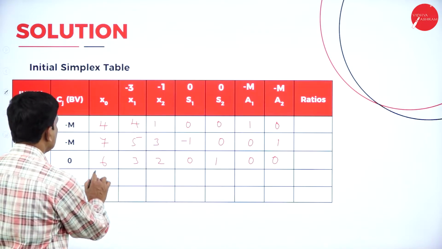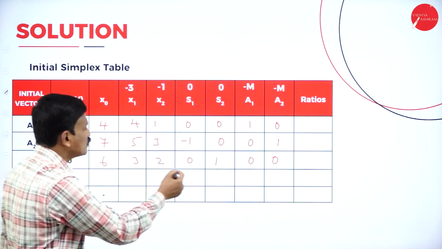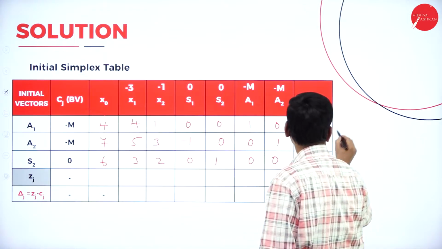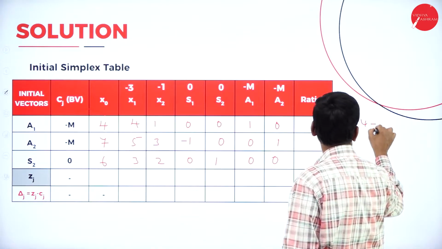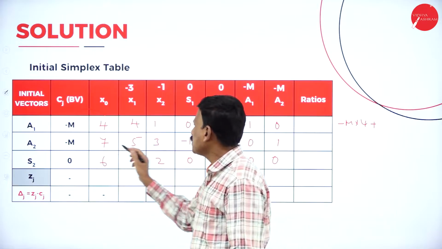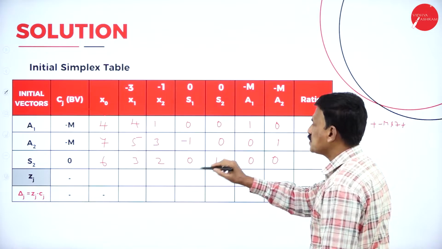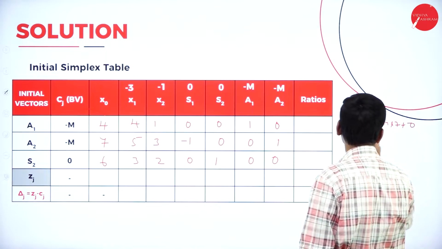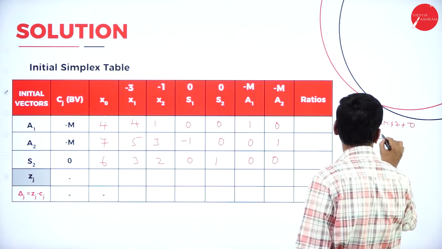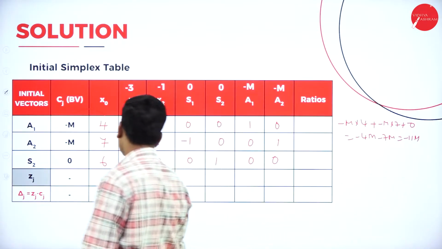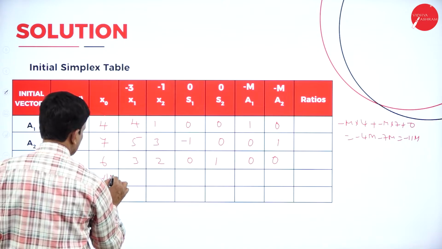What is delta j? Delta j is nothing but the multiplication of these two. Multiply these two: minus m into 4 plus minus m into 7 minus m into 7 plus 0 into 6, this is 0. This is equal to minus 4m minus 7m, which is minus 11m. So, here it is minus 11m.